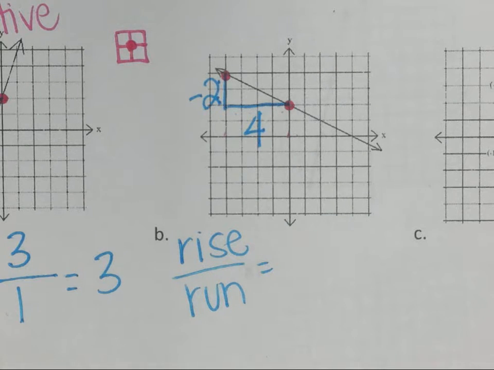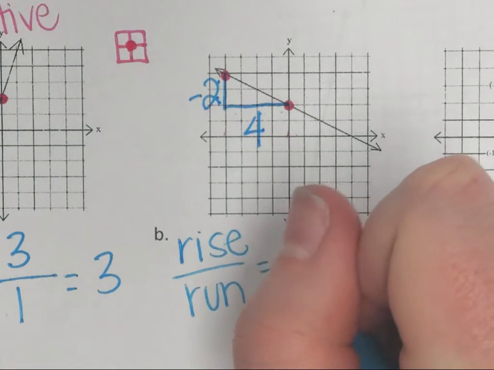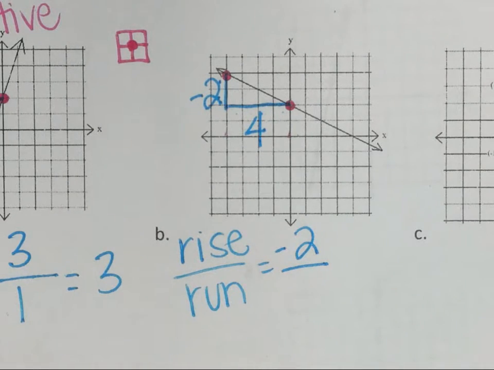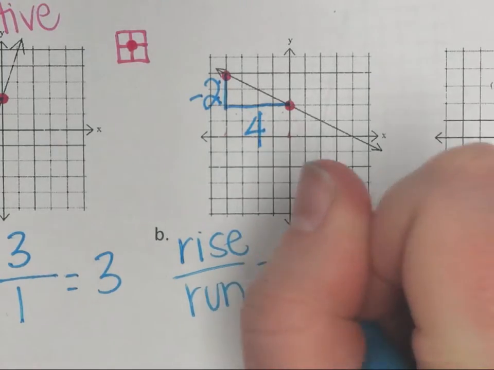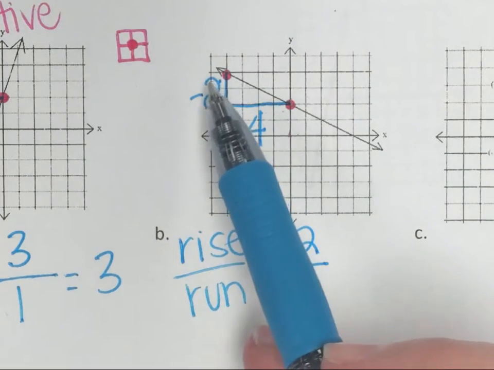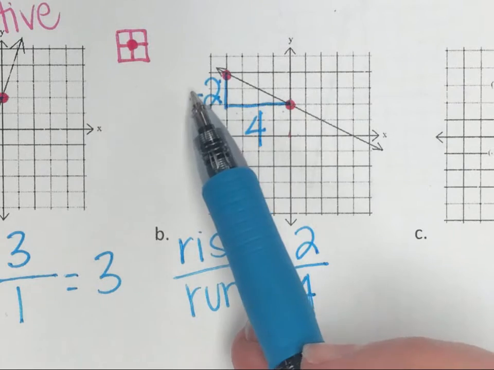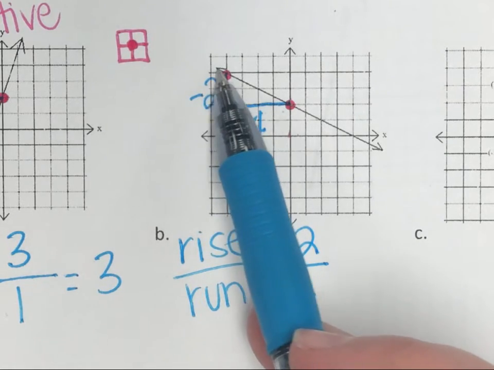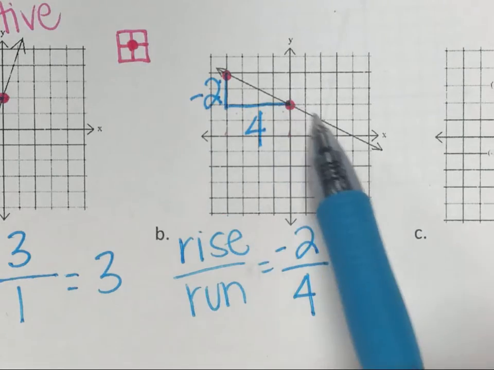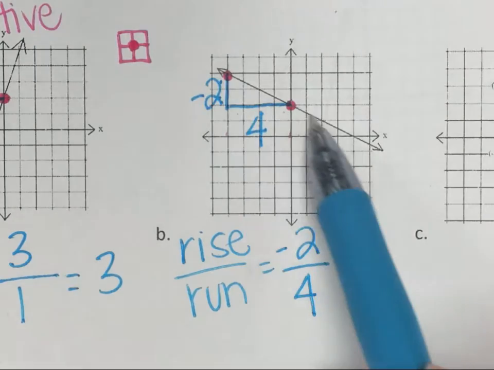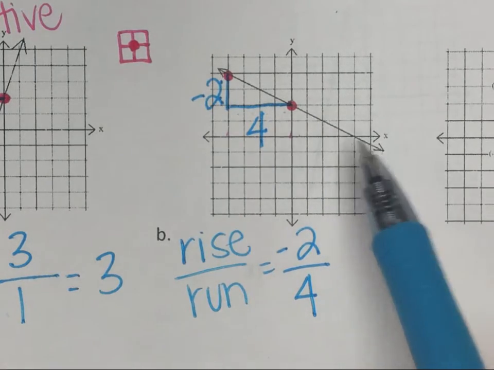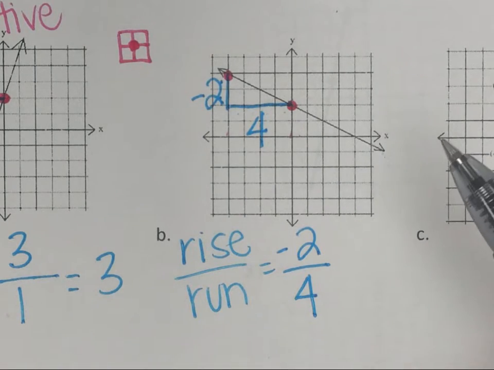Jimmy, rise is up and down, which is which number? -2 or 2. And then the 4 is the run, so it goes on the bottom. Now, if you did not recognize that down is a negative, that's fine. If you look at your line, is it increasing or decreasing? It's going down, so therefore that would be a negative slope, so we can always come back and put it in that way. Is it -2?